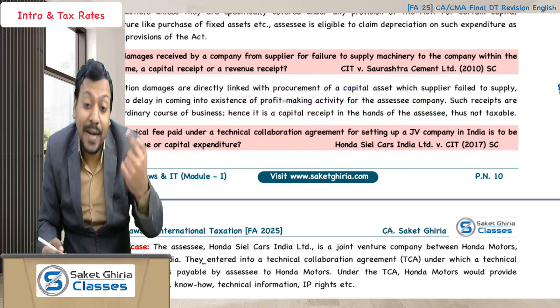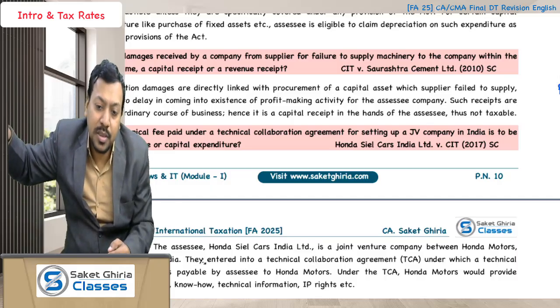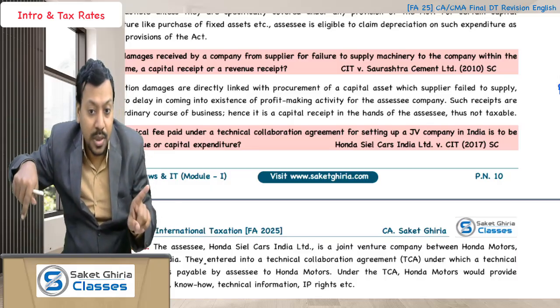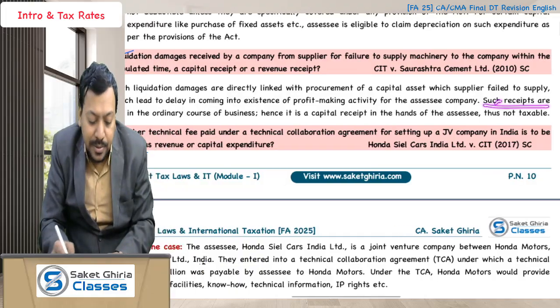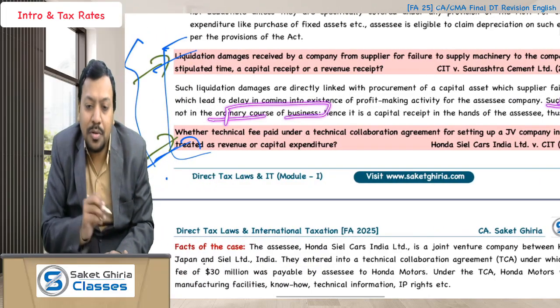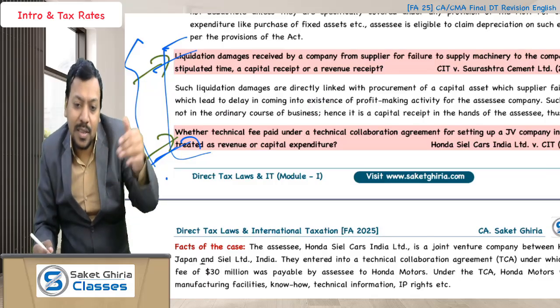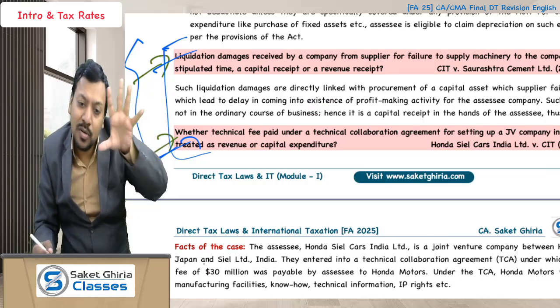Mr. A had suffered damages because of the non-supply of the machinery by Mr. B on a timely basis to Mr. A. Such receipts are not in the ordinary course of business. What the department was saying, sir, was that for Mr. A it is a regular business receipt.